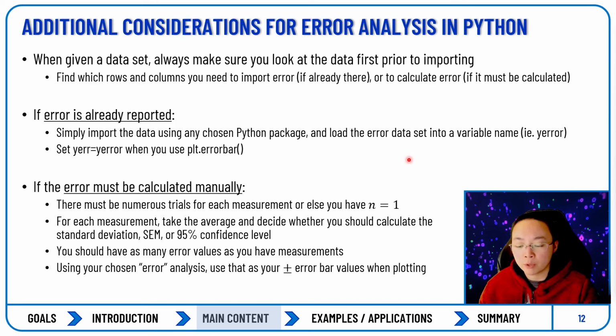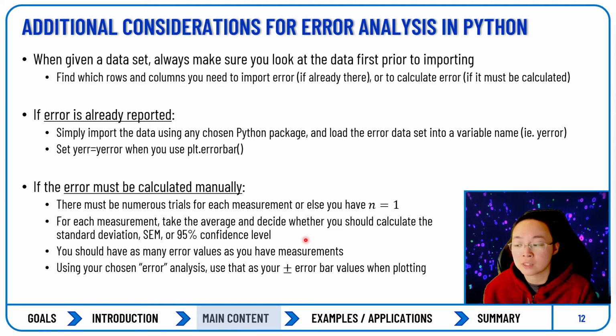So usually when you report a measurement, you're going to take multiple measurements. And so you're going to have to average those measurements and come up with a mean to represent that data point. After you calculate the mean, then you're going to decide whether you want to calculate the standard deviation, the standard error, or a 95% confidence interval, or 99%, whichever one's preferable. And that means that you should have one error value per mean that you have. So at the end of the day, you should have just as many error values as you have measurements, because each measurement should have been taken multiple times.